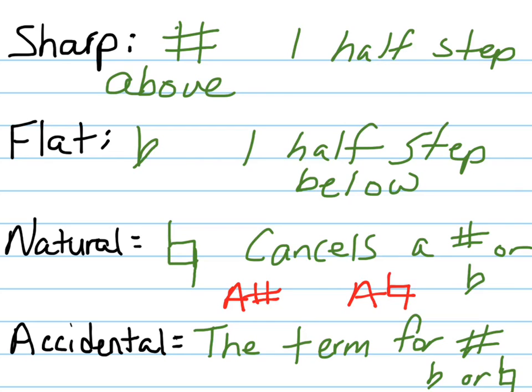Accidental is the term for sharp, flat, or natural. So if you're going along and I say, watch the accidentals, that might mean there's a lot of flats or a lot of sharps or whatever's in your music. So all three of these are accidentals.